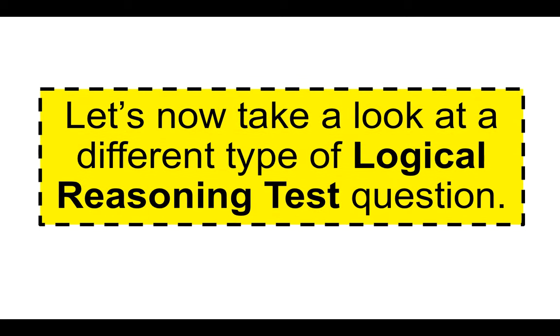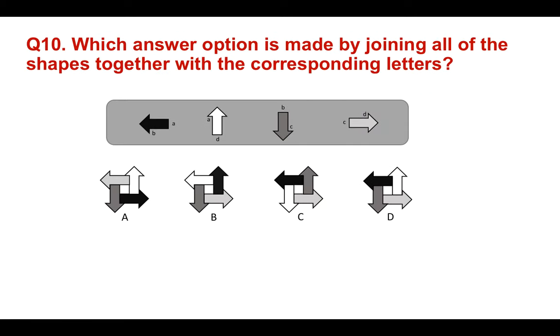Thank you. So let's now take a look at a different type of logical reasoning test question. And that is question 10. Which answer option is made by joining all of the shapes together with the corresponding letters? So we have to join the shapes together in the place where the letters are. So you'll see that each arrow is surrounded by letters. We have to join them up in our mind and decide from the answer options A, B, C or D which is the correct one.